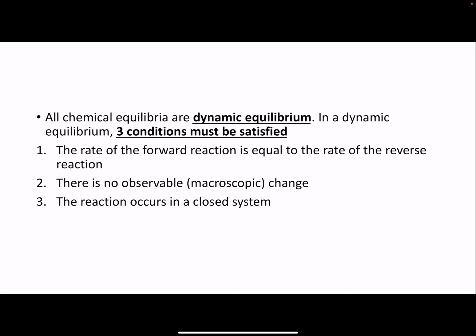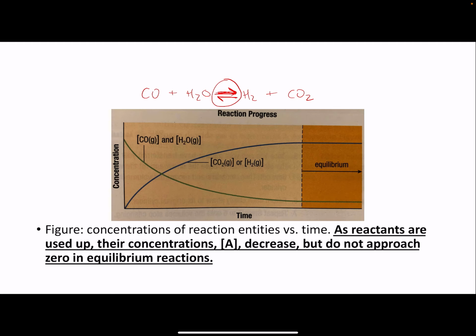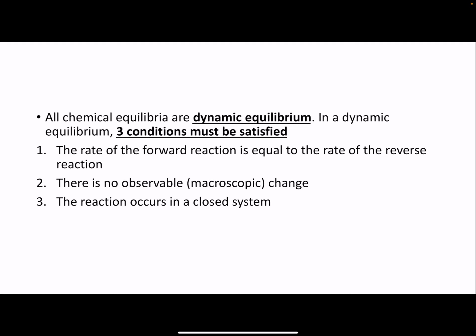So now we're going to look at this term called dynamic equilibrium. It's not enough that the concentrations stay as they are. There's actually a little more going on there than it seems. A dynamic equilibrium is described as the rate of the forward reaction and the reverse reaction being equal. So for every reactant that turns into a product, one turns back into a reactant at the same time. There's no observable change, meaning that if you look at the system, you can't tell that anything's happening, but on the atomic level, there is.